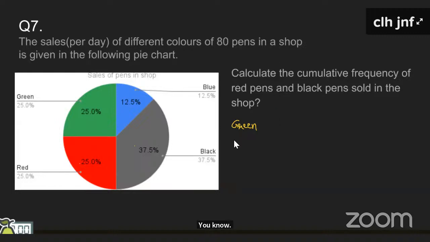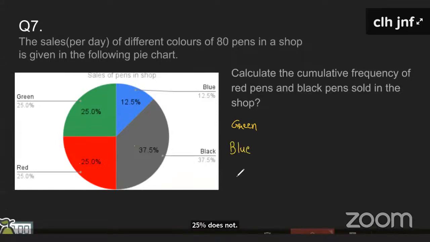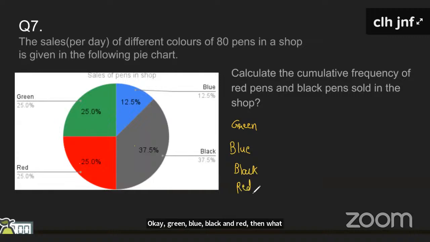Green, blue, black, and red. If we find the frequencies, for green it is 20, for blue it is 10, for black 30, and for red 20. Now if we find the cumulative frequency for blue, we'll get 20 plus 10, 30.